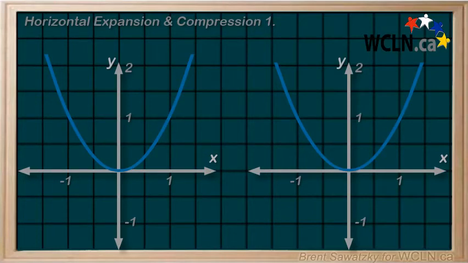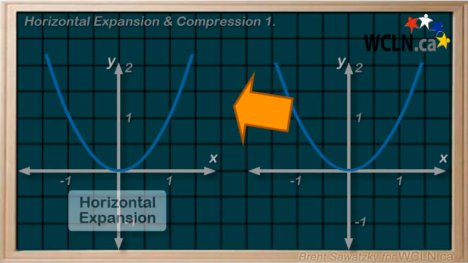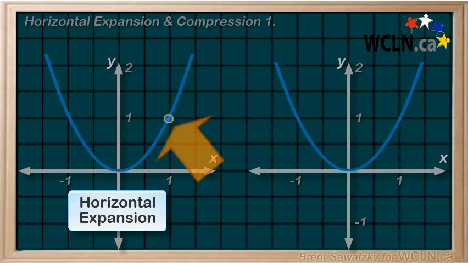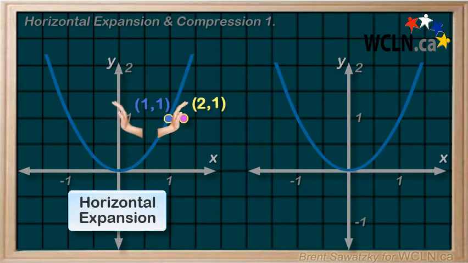In this tutorial, we'll start our look into horizontal expansions and compressions, and we'll start by looking at the points. For example, if we expand this graph horizontally by a factor of 2, we multiply the x value of each point by a factor of 2. If we take this point here, 1, 1, and expand by a factor of 2, then the y value stays the same, and the x value is multiplied by 2, and we expand it in the horizontal direction. The point 1, 1 gets expanded horizontally to become 2, 1.